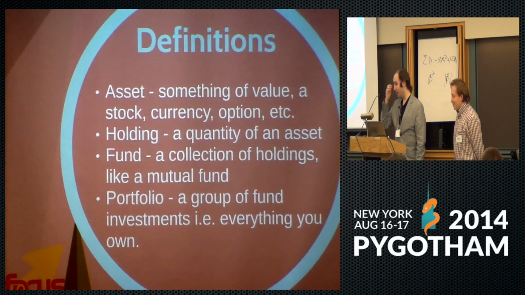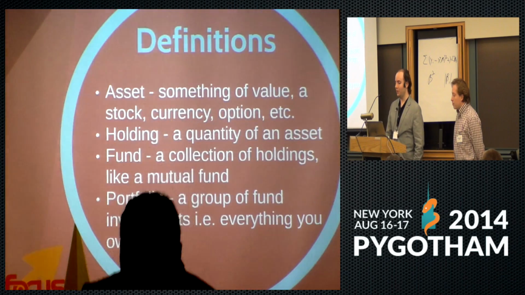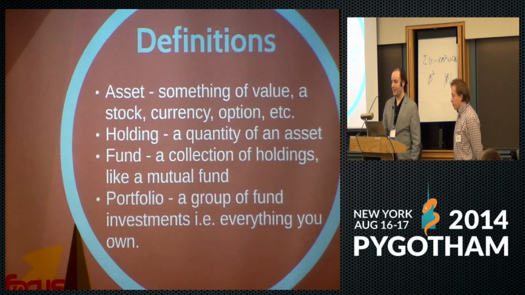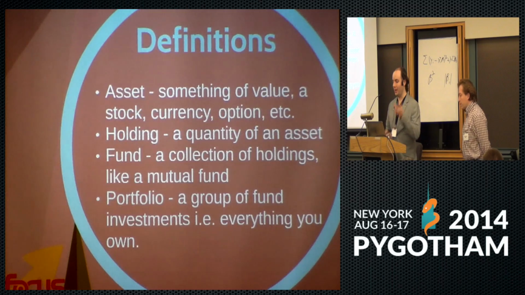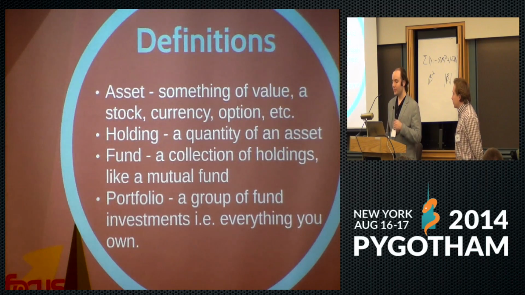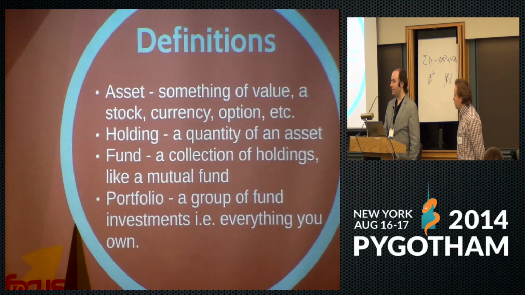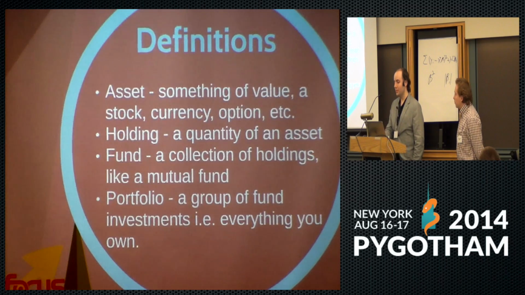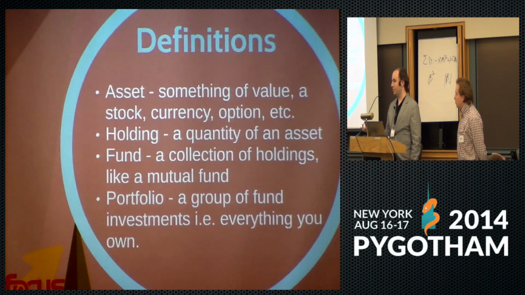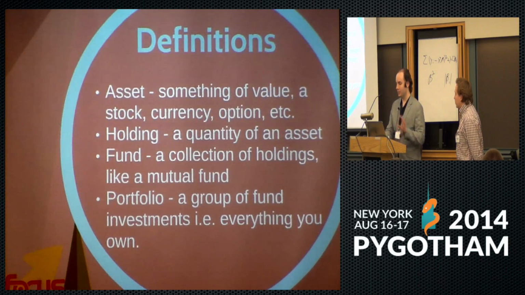Okay. A few definitions, just so everyone can follow along on the same page. An asset is, these are all pretty much what you think they are. An asset is something valuable, a stock, a bond, a euro, and in this case we're talking about a financial asset, so you value it, someone else values it, and you have a good chance of being able to sell it. A holding is a quantity of an asset, like 5 shares of stock. A fund is a collection of holdings, basically a mutual fund. And then a portfolio is a group of fund investments: everything you own, all your retirement investments, something like that. Just a hierarchy.